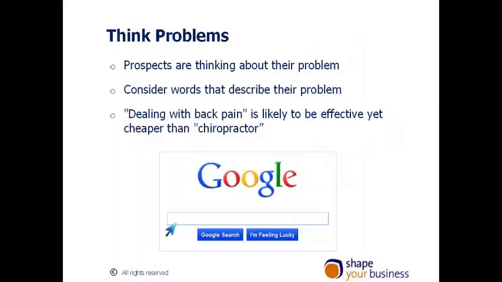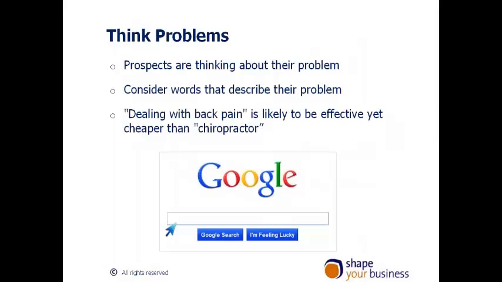When your A-type prospects are looking for your type of solution, they're going to be thinking of words that describe how they're feeling, the symptoms rather than the problem itself. In fact, they may even be researching using words that really do describe their problem. Dealing with back pain is likely to strike a chord with them rather than chiropractor, even if they had Googled using the search term chiropractor.